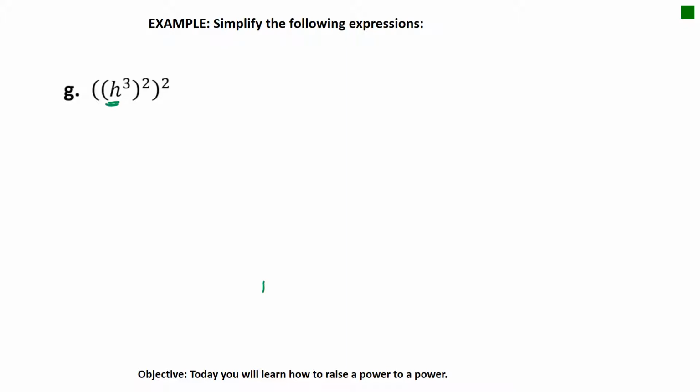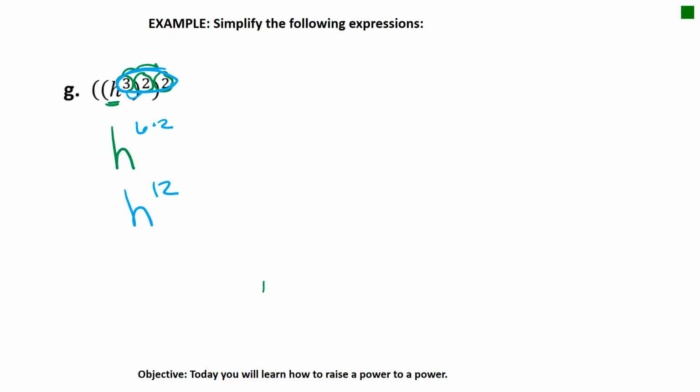My base is H. I have a creeper of 3. No, I don't. I have a power of 3. I have a creeper of 2, and creeping upon that creeper is another 2. So this is a power to a power to a power. So my base is H. I'm going to take all those powers and I'm going to multiply them. So 3 times 2 is 6, and I still have another times 2. So my final answer is H to the 12th.